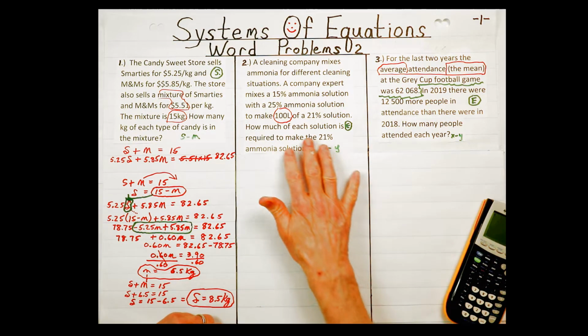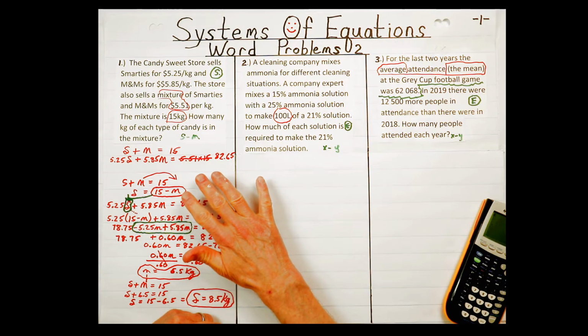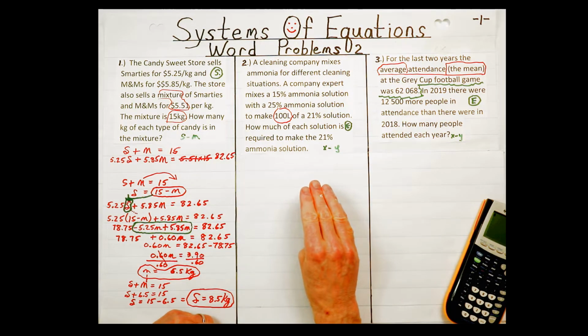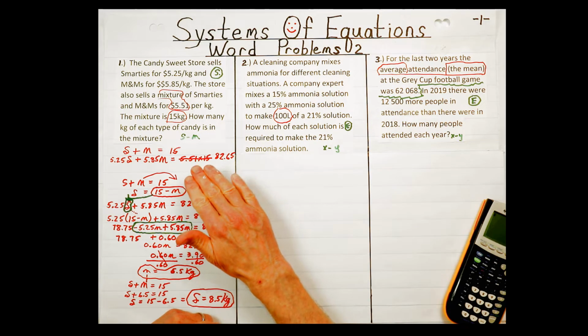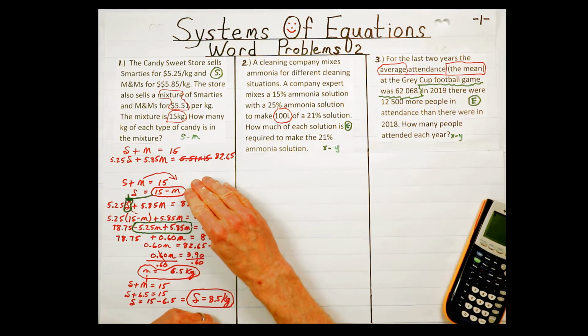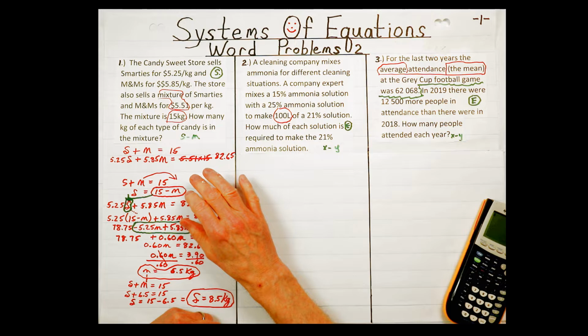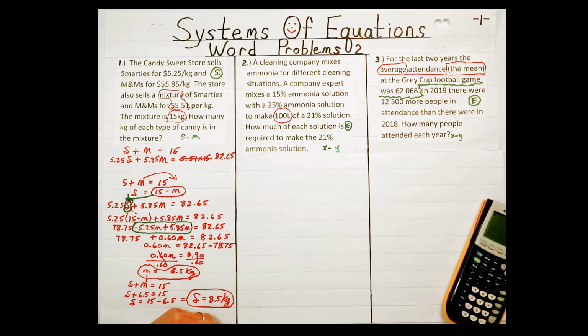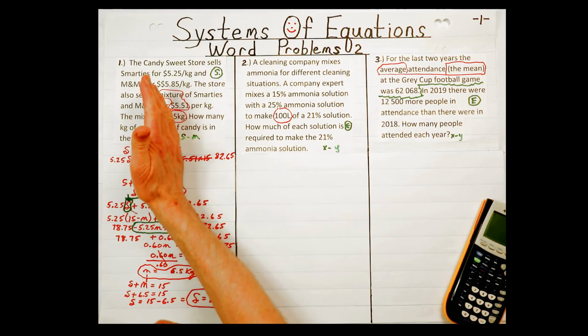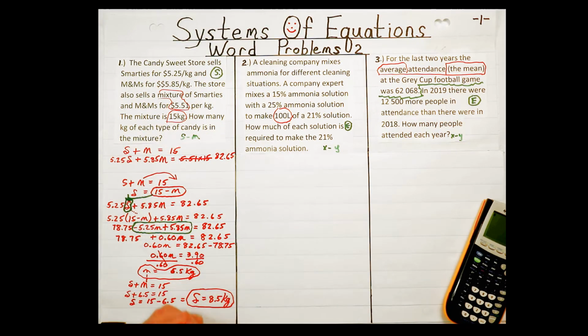Question 2 is very similar to question 1. It's a mixture problem. But instead of having the price per kilogram, we have the percentage amount in the solution. Now, probably this will be a little intimidating because it has percentages in it. But if you can think of it as very much like this one, almost identical, then it shouldn't be as bad as it looks.